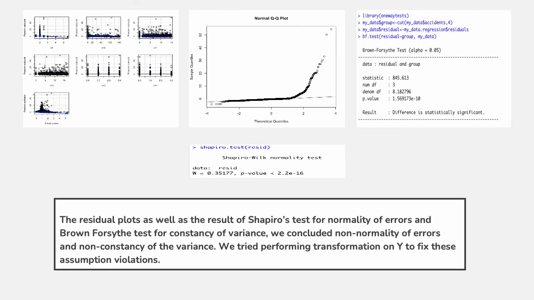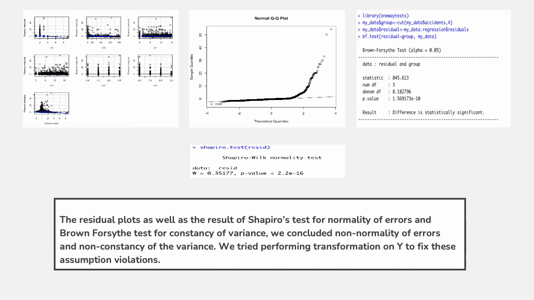In order to check assumptions, we ran a Shapiro test in order to test normality of errors, and we also tested for non-constancy of variance, and we found that both assumptions were violated. Errors followed a non-normal distribution, and there was a non-constant variance.